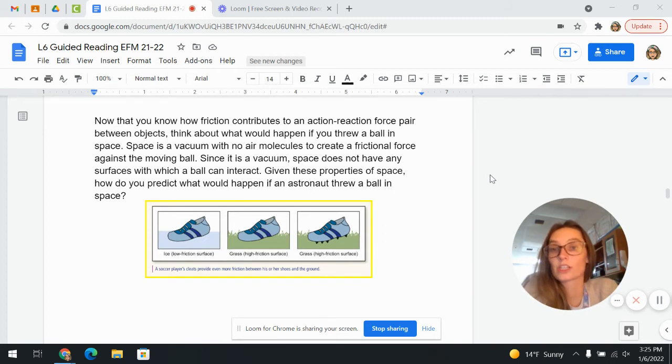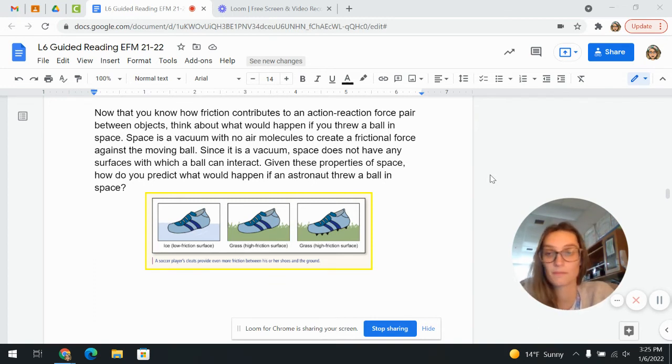Now that you know how friction contributes to an action-reaction force pair between objects, think about what would happen if you threw a ball in space. Space is a vacuum with no air molecules to create a frictional force against the moving ball. Since it is a vacuum, space does not have any surfaces with which a ball can interact. Given these properties of space, how do you predict what would happen if an astronaut threw a ball in space?